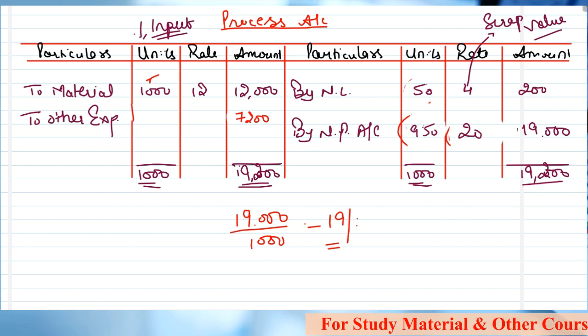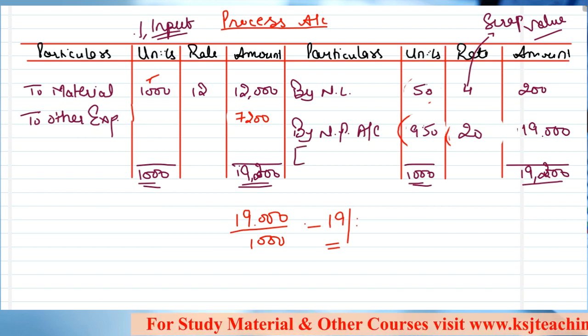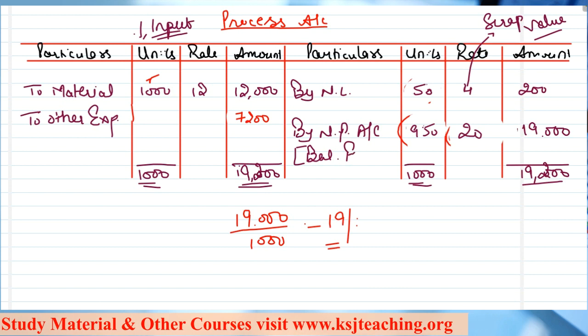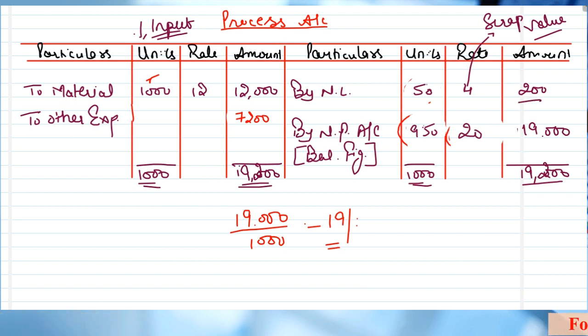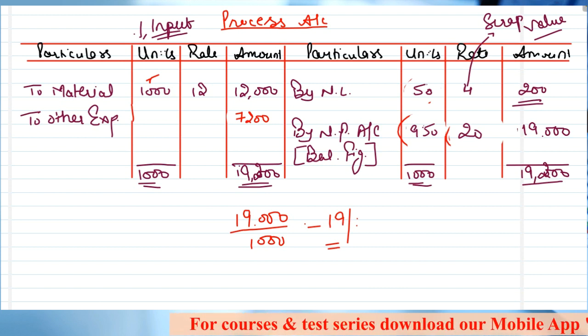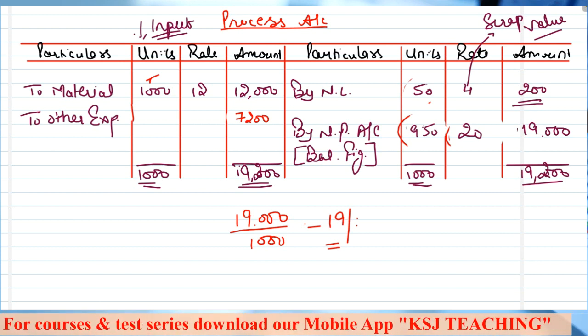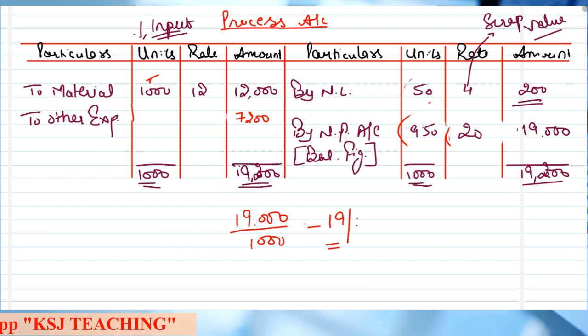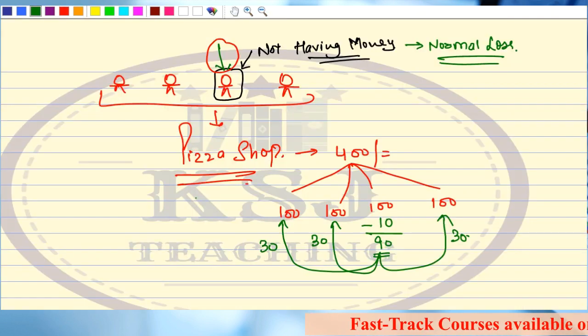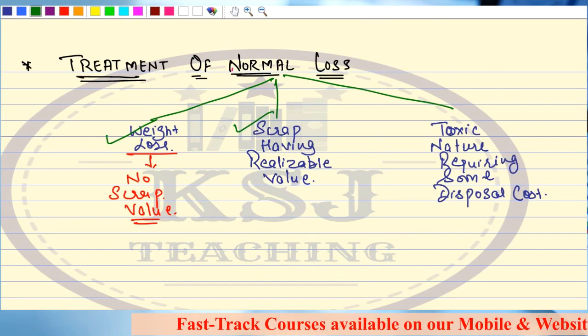Clear? So this next process is nothing but your balancing figure, sir. 950 units, 19,000 is the balancing amount, right? 200 rupees is the scrap value that we have realized from the normal loss. Clear, sir? Any doubt in this? I hope this much is absolutely clear. So this is the second case that we have discussed, that is the scrap having the realizable value.